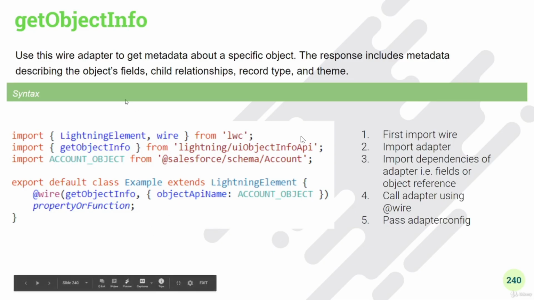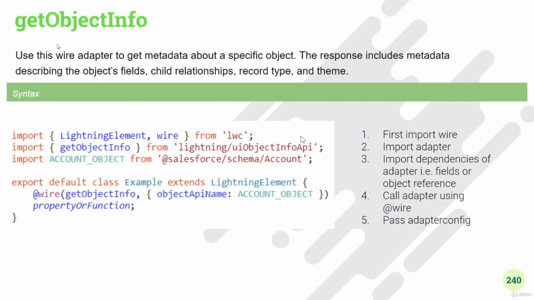So just a quick recap, getObjectInfo we only use to fetch the object's metadata, and we're going to use this adapter heavily for the picklist where we need to have the getDefaultRecordTypeId. So that's it for this video. I'll see you in the next video.